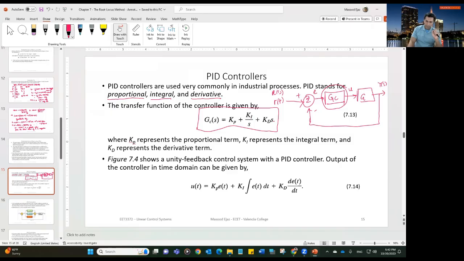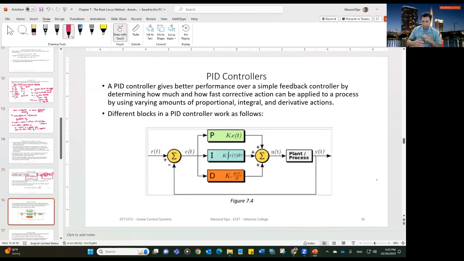Again, this is the derivative. And this is the block diagram of the PID controller that I mentioned. So this is your Gc(s) right here.